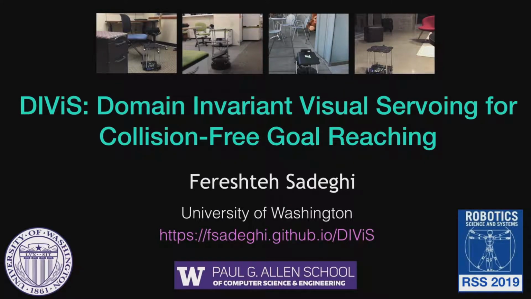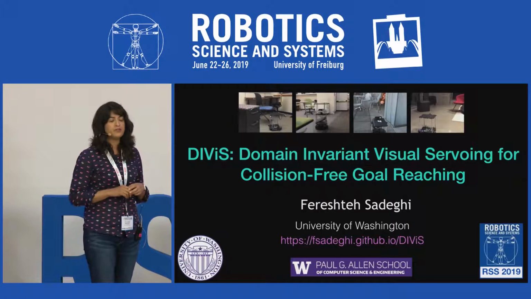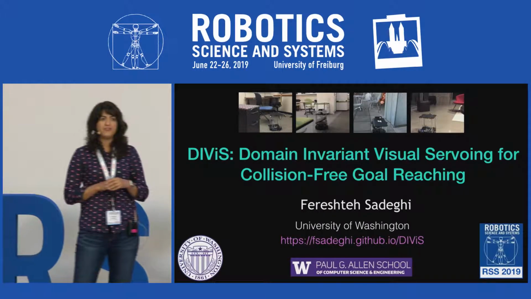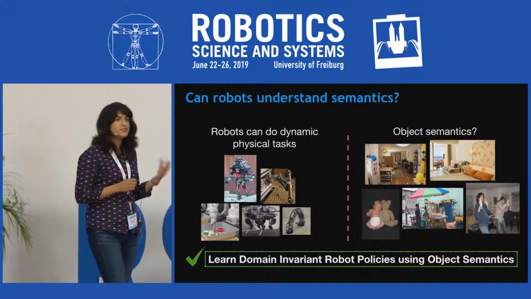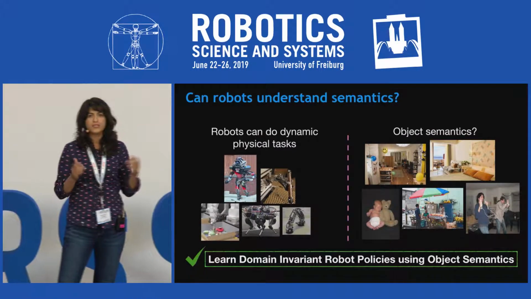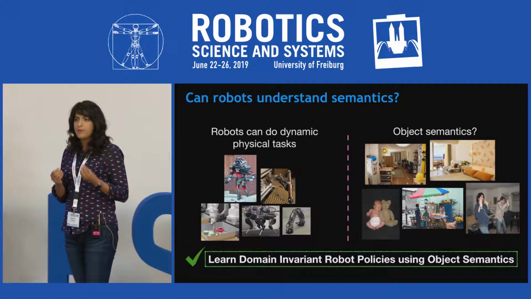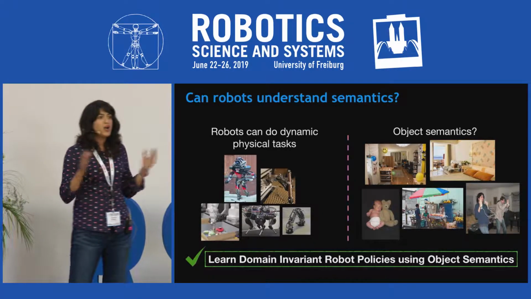Hello everyone, my name is Faritesh Siddiqui, and today I'm going to talk about domain invariant and semantic aware robot policies in the context of visual navigation. So robots are good at doing physical tasks. However, humans interact with the world heavily with semantic objects. So can robots also understand semantics, and would that help them become domain invariant?